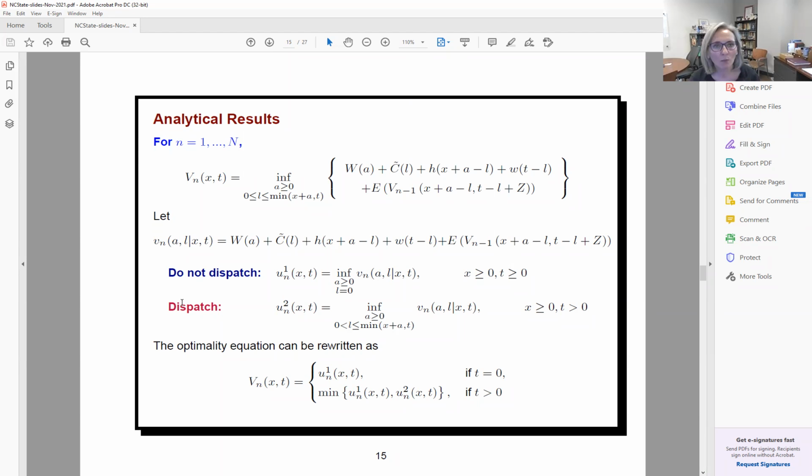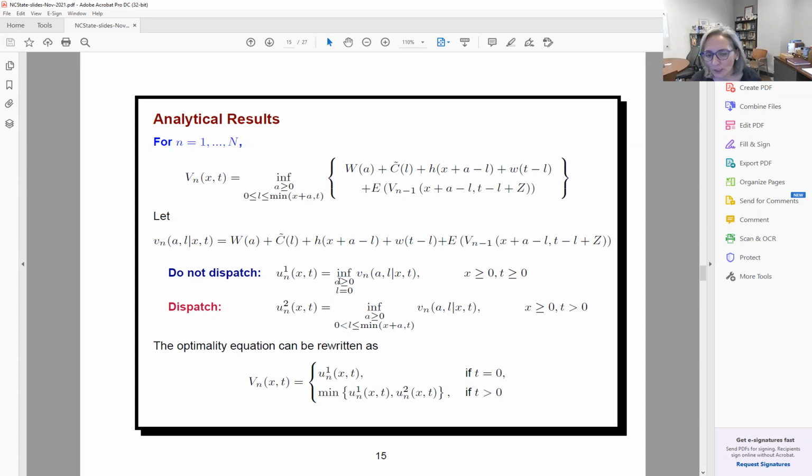What is the most meaningful decomposition for this problem? And then a simple idea arises. In a given arbitrary period, in terms of the shipment consolidation decision, you have two choices. You either dispatch or you do not dispatch for an arbitrary period n. If you do not dispatch, then your dispatch quantity L is equal to 0.